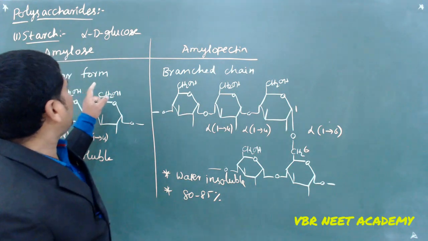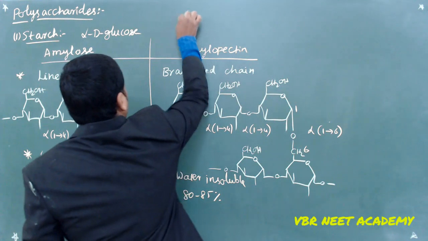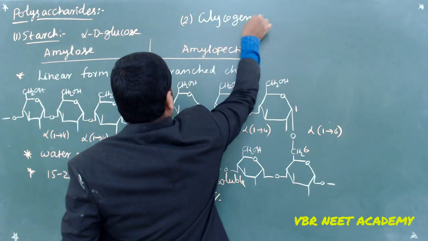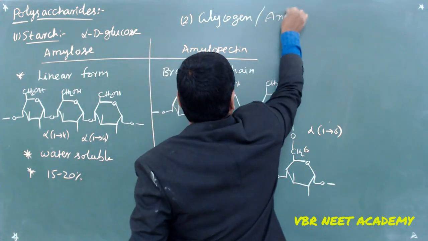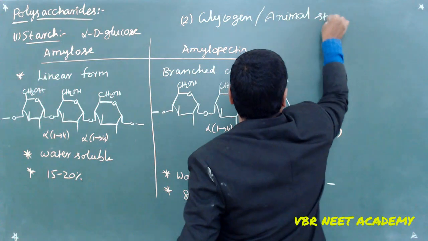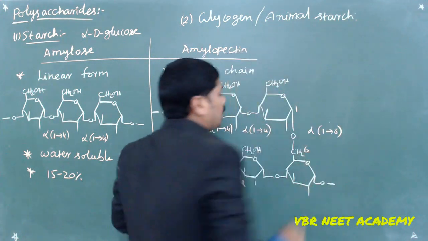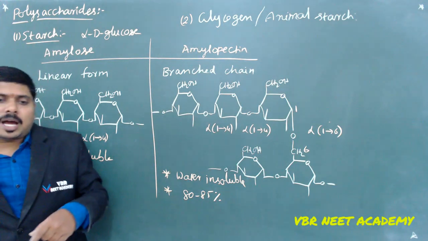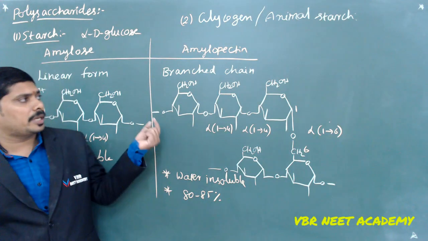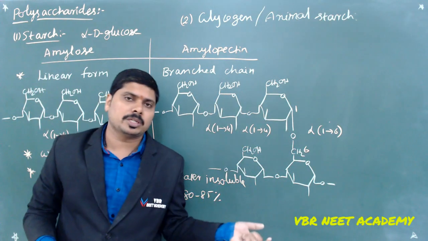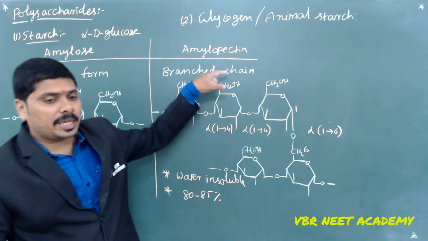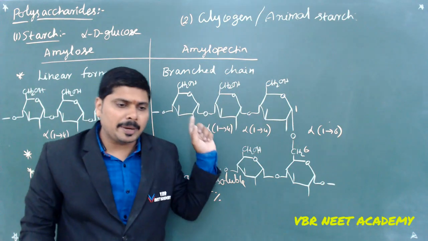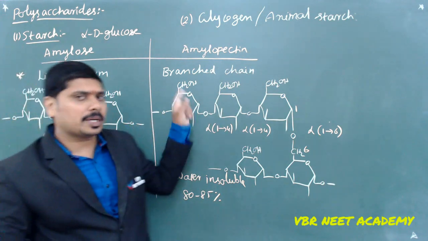And we have one more, I will discuss it here only. The second one is glycogen. Glycogen is also called animal starch. It is called animal starch because it is almost similar to starch in its characteristics as well as properties. So glycogen we can say is simply amylopectin. It does not have a linear form, it is simply amylopectin. The branching will be more for glycogen compared to this one.